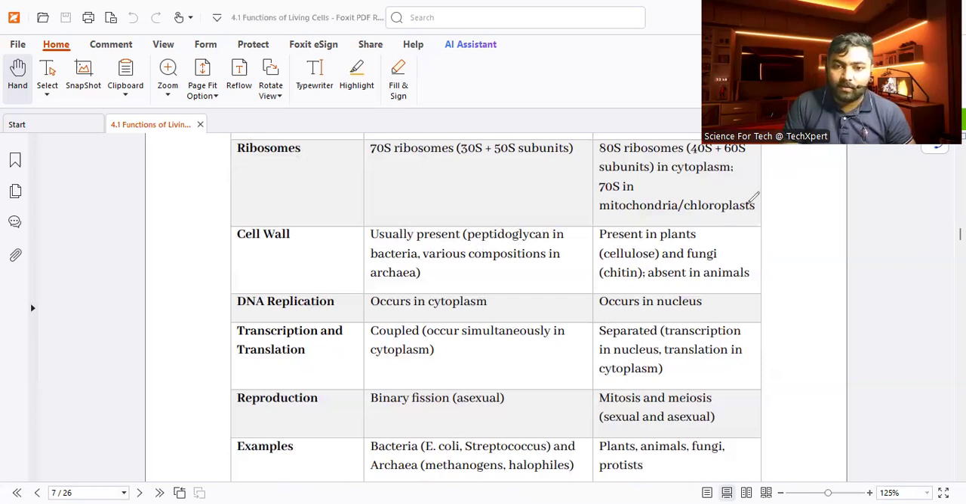Then in the eukaryotic cell, in the plant cell wall, we have cellulose, and in the fungi cell wall, we have chitin. Plant cellulose, fungi chitin. Okay.